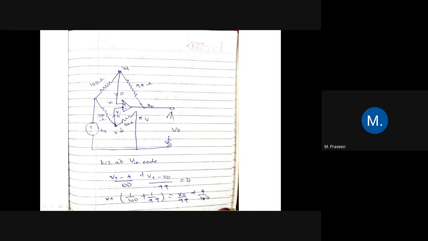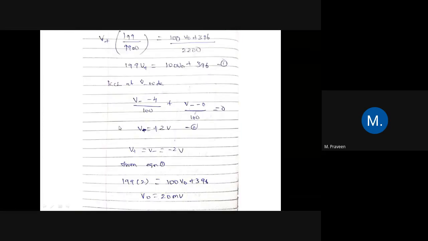So if you apply the KCL, you'll be getting V plus for this one: (V plus minus 4) divided by 100 plus (V plus minus V naught) by 99. So this is one equation. If you simplify it, you'll be getting V plus is equal to V naught divided by 99 plus 4 divided by 100. Similarly, we have to apply for the next terminal.